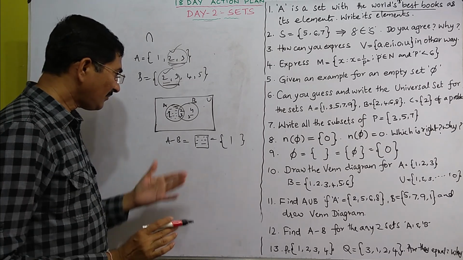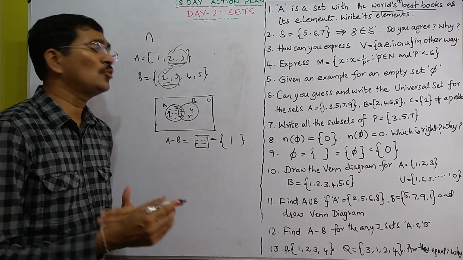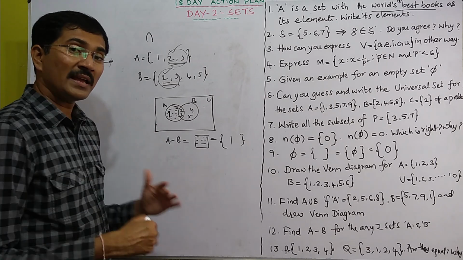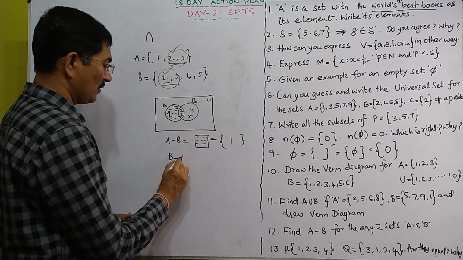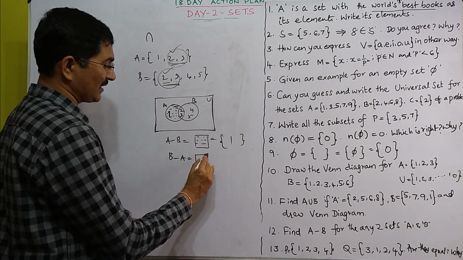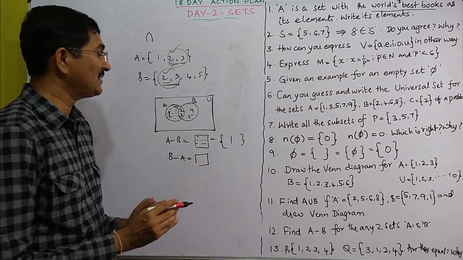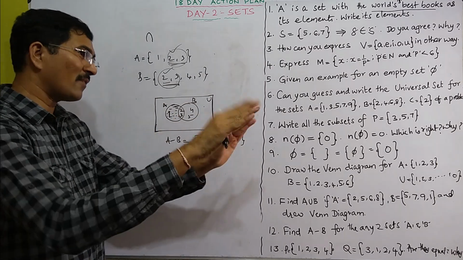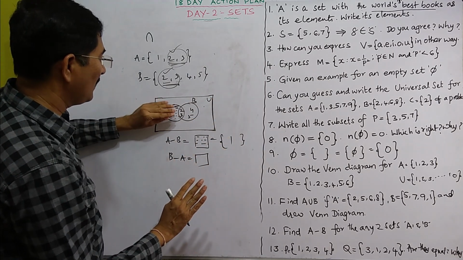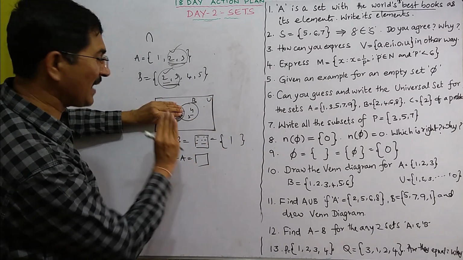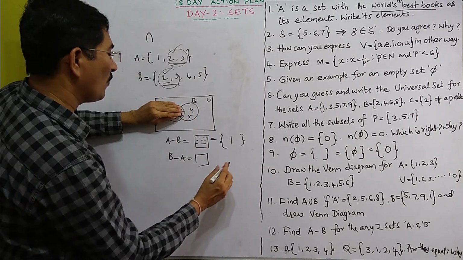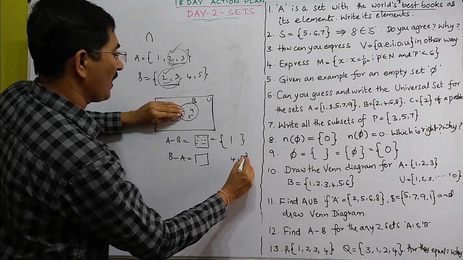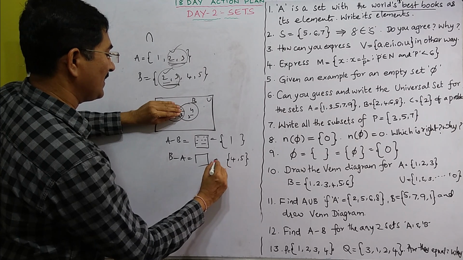Right. Now, what if I have to do B minus A? So if it is B minus A, what should you do? Let us see. B minus A means from B, take away A. A is not required. Take away A and write whatever is remaining. So now take away A, just patch it. Now what appears? 4 and 5. So {4, 5} is equal to B minus A.